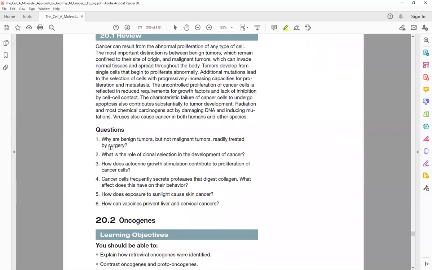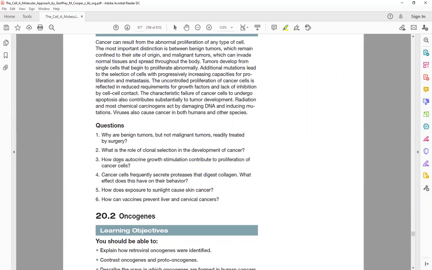So you must attempt all these questions. What are benign tumors? What are malignant tumors? What is their difference? Role of clonal selection in the development of cancer? How does autocrine growth stimulation contribute to the formation of cancer? Cancer cells frequency? How do they secrete proteases to digest the collagen? Okay. How does exposure to sunlight cause skin cancer because of the presence of UV radiation? And how can vaccines prevent liver and cervical cancers?